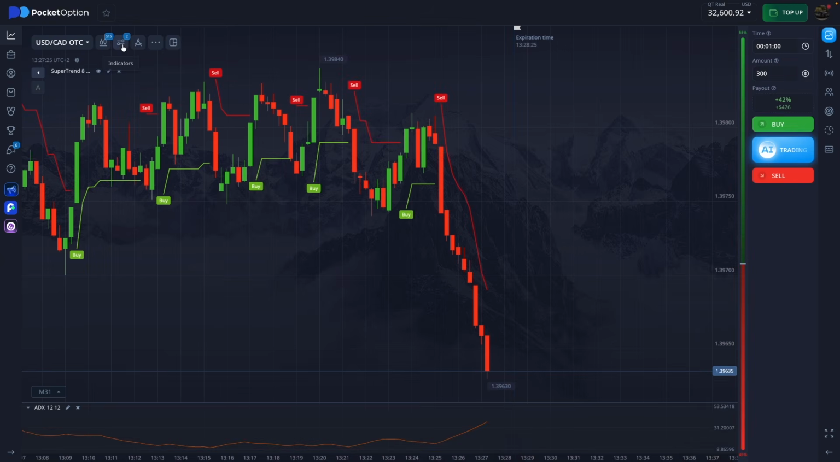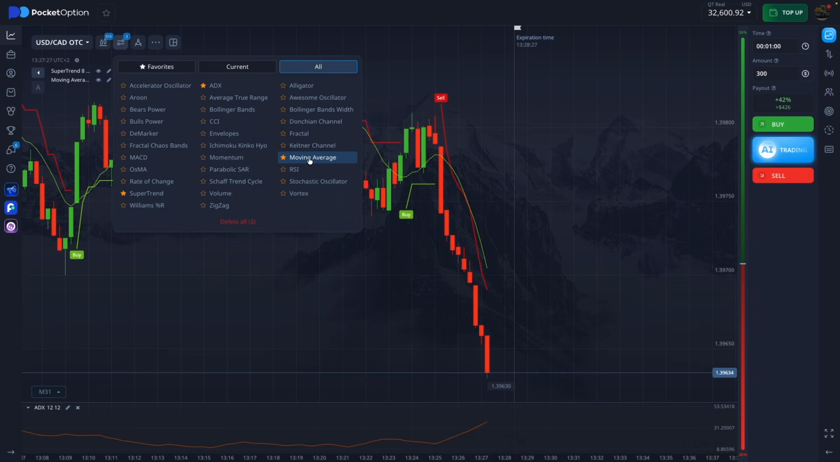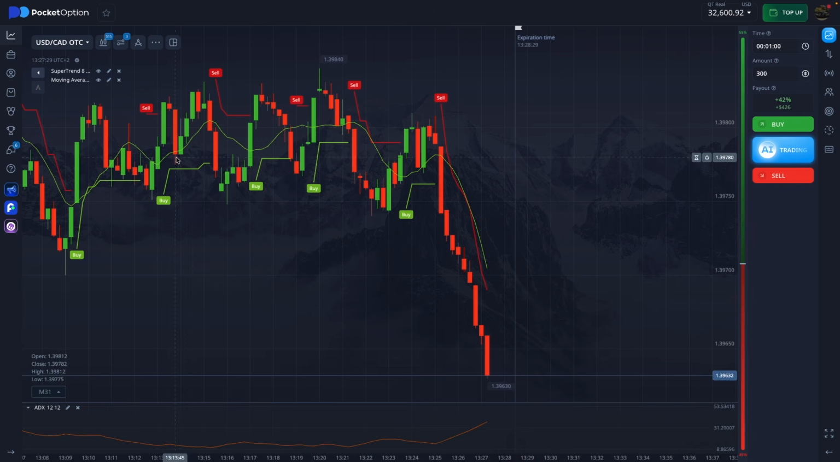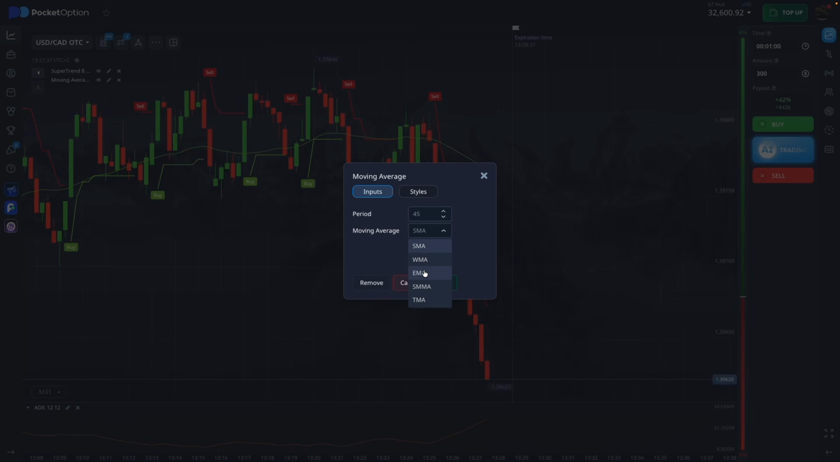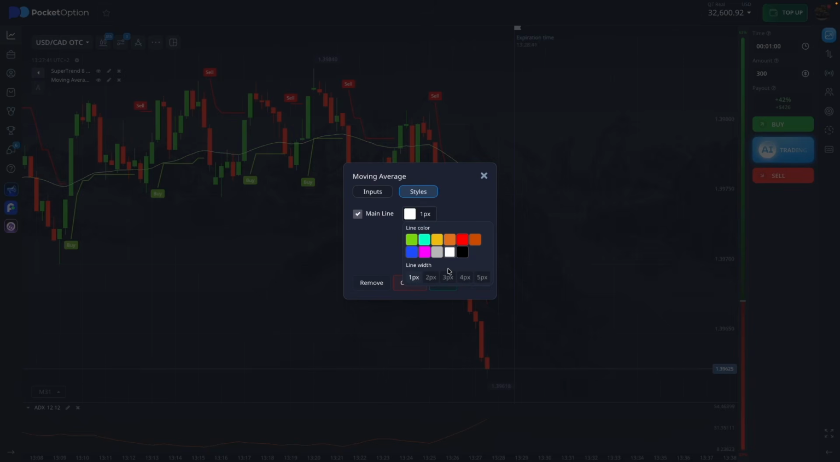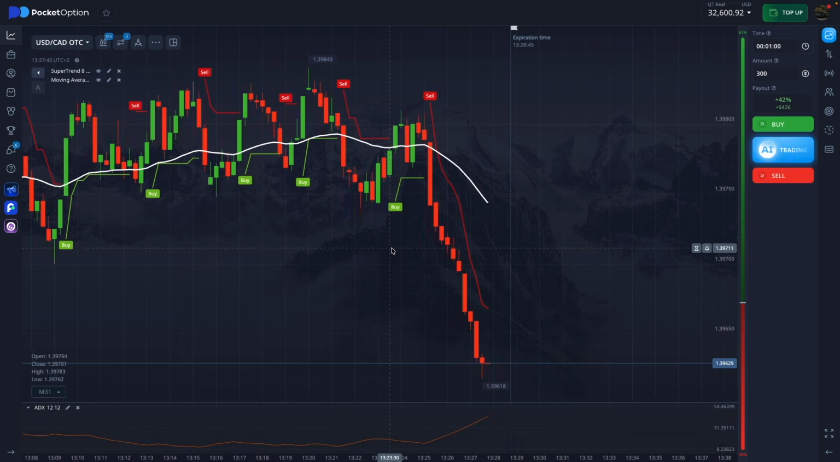And finally, the third indicator I will need today is the moving average. I'm adding this moving average to the chart. Now, I go to the settings. Here, I set the period to 45 and the type of moving average to EMA. Then, I go to Styles and make this line a little more noticeable so that it is more convenient for me to work with. After that, I click the Save button.